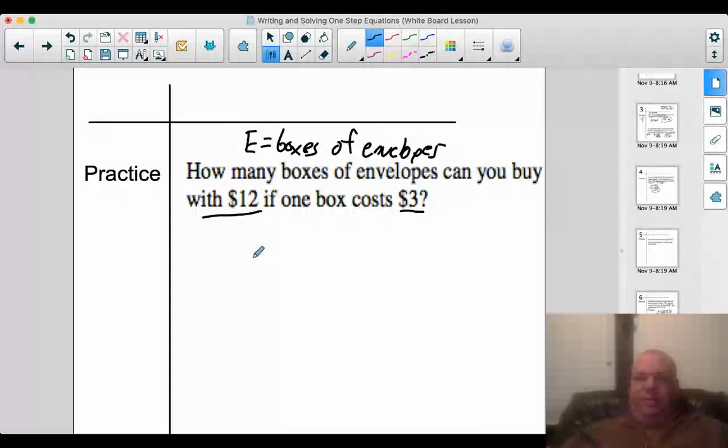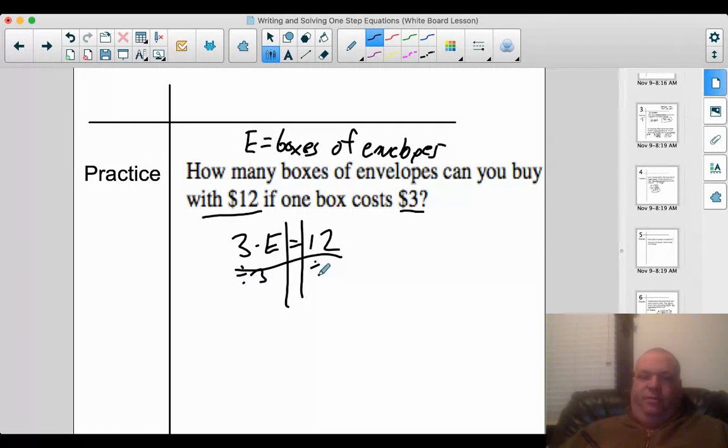Each box costs $3. So the price per box times the number of envelopes, it's got to equal $12 total that I spend. And so for E, I'm dividing by 3, and I get E equals 4. So I get 4 boxes of envelopes.